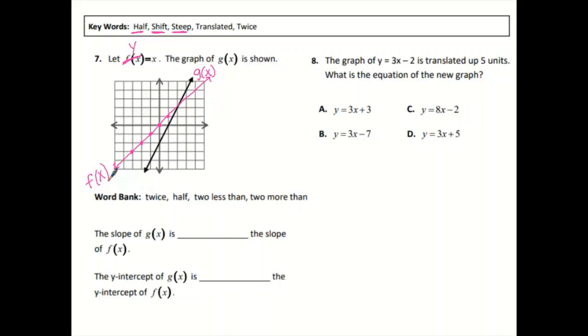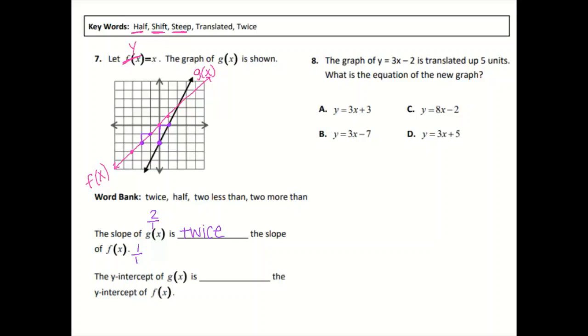So it says the slope of g of x. If I pick a point here and pick a point here, I go up 2 and over 1. So the slope of g of x is 2 over 1. And the slope of f of x, if I pick 2 points, is 1 over 1. So 2 over 1 compared to 1 over 1, that's going to be twice the slope of f of x. This one is 2 times the slope of that one.